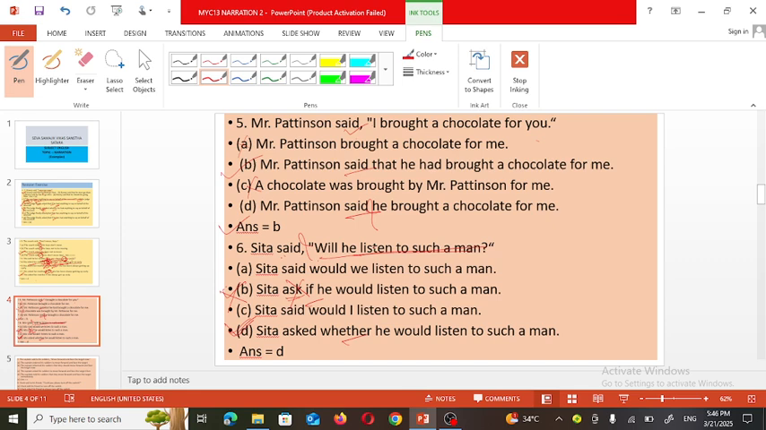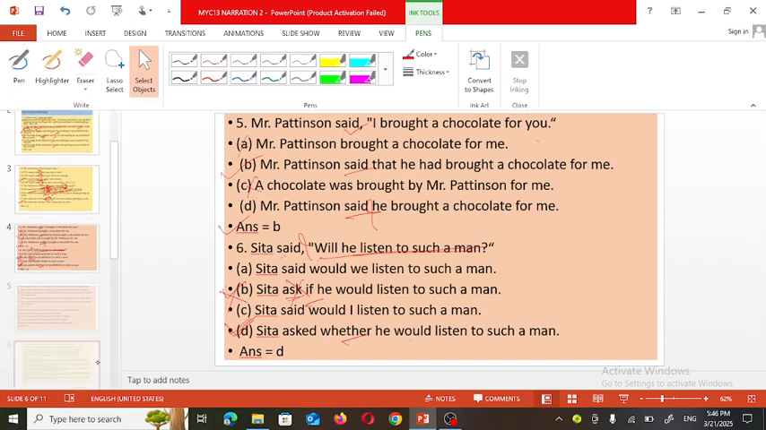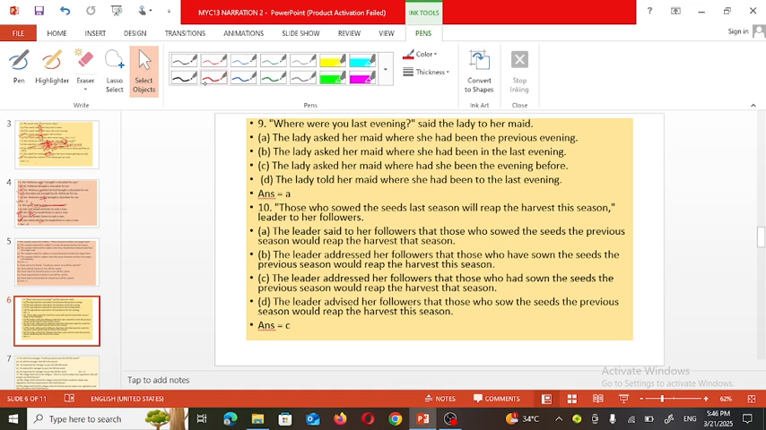And the same sentence we have to make into past tense. So instead of will, would will be there. Now see the next example. Where were you last evening? Said the lady to her maid. So lady asked or lady inquired her maid. So everywhere lady asked is given. So the first three options we need to consider here.